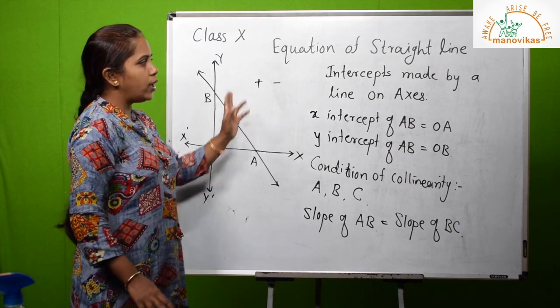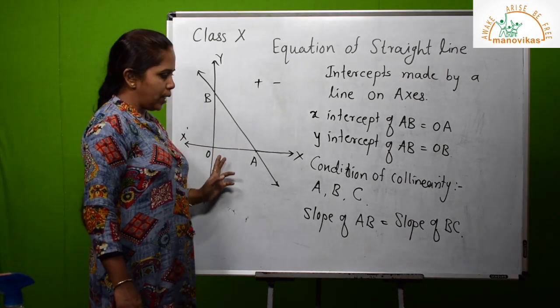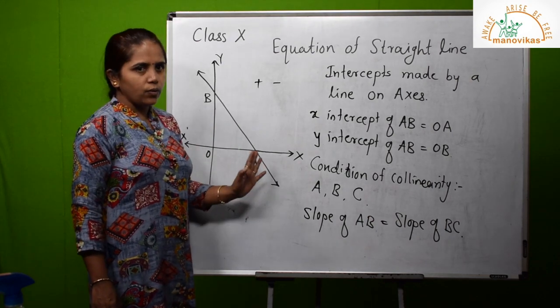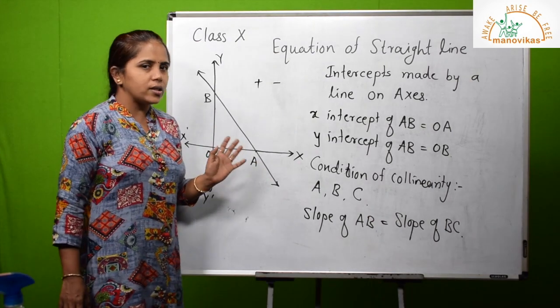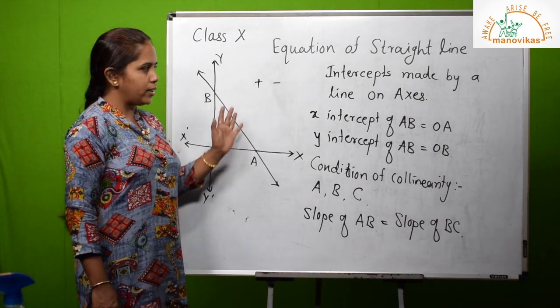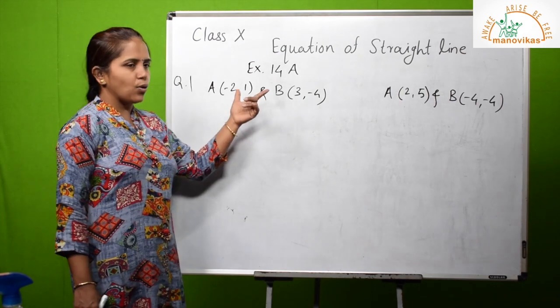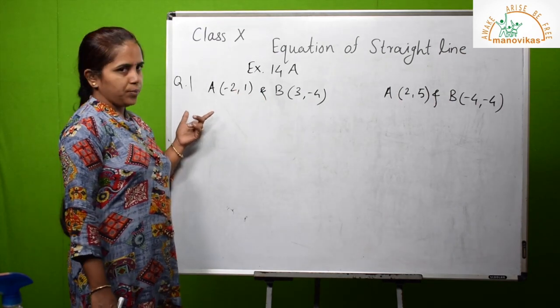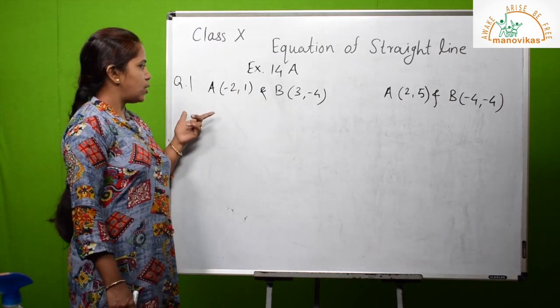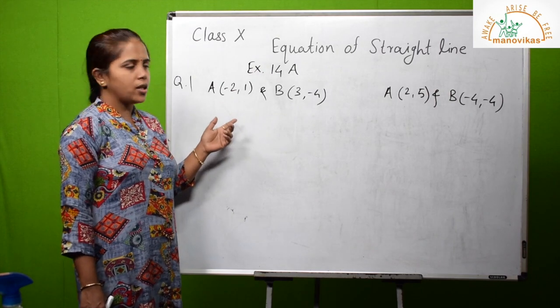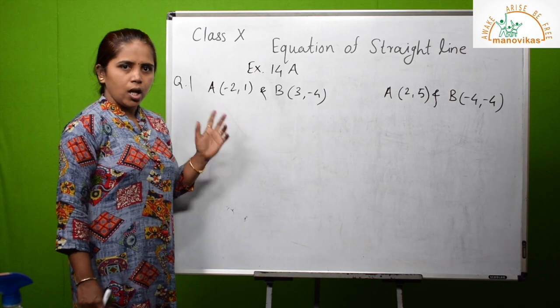This is all about the intercepts made by a line on x and y axis and what is the condition of collinearity. Now we'll see simple sums related to all this part. Now we'll see exercise 14A, question number 1. What is question number 1? Find the slope of a line passing through the points A and B.